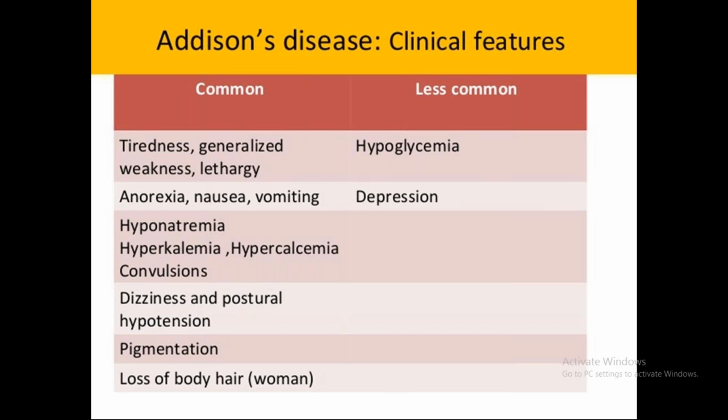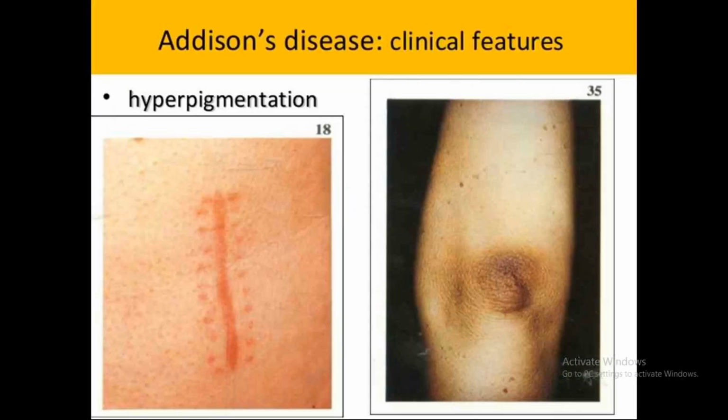Okay, mainly there is imbalance in the sodium and potassium. That's why we can see the nausea, vomiting, hyponatremia. Hyponatremia means decreased sodium level. Hyperkalemia means increased potassium levels. Hypercalcemia, increased calcium levels. All these things you can see in Addison's disease.